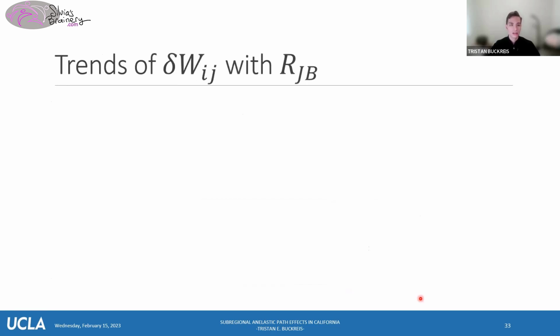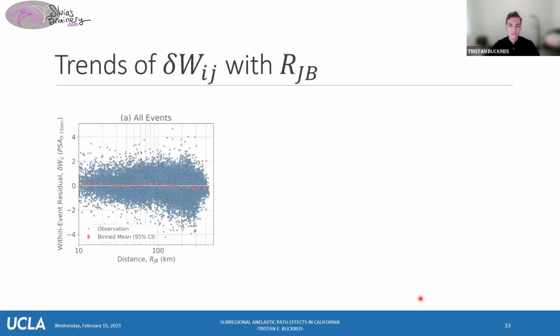Cool. So let's look at some data. First, let's just start with California, all of our data set. Because we're using BSSA 14, the Boore et al. 2014 ground motion model, the average residual should trend about 0. And we see for all of the data, it does. It's maybe slightly negative at far distances, but for the most part, this is what I would consider flat. So as an average, the path model is doing a pretty good job.